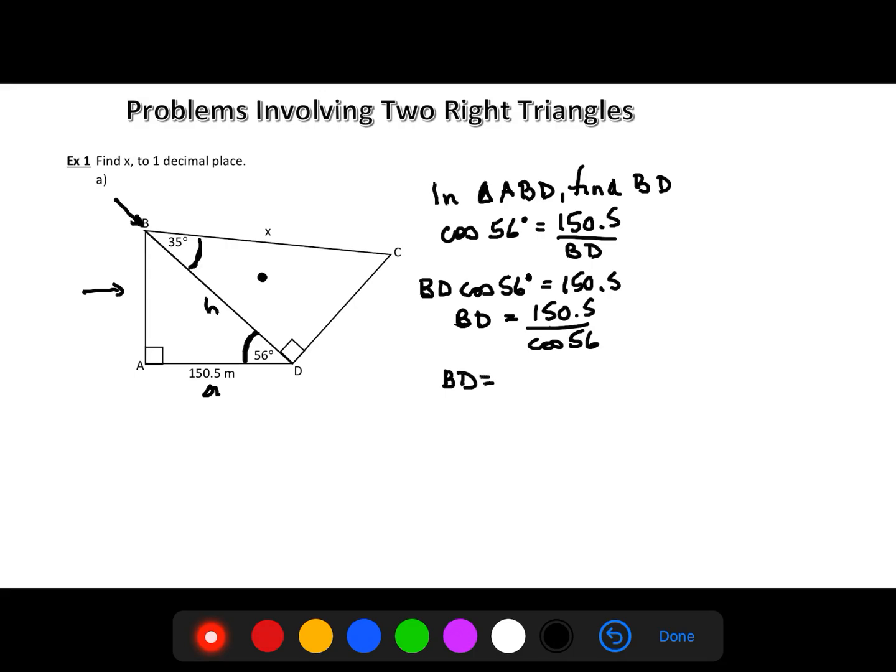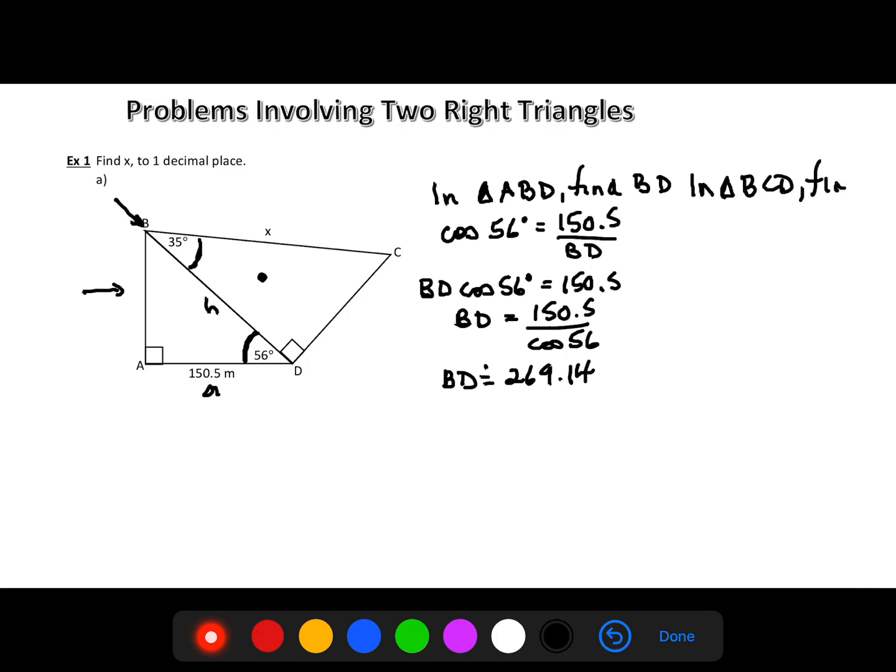So to figure out what side BD is, we put into our calculators 150.5 divided by cos 56 and equals. Now, because we're using this in the next example, we want to keep at least one or two extra decimal places. So we find out that side BD is equal to 269.14. So we now have side BD in our other triangle that will help give us a ratio to use there as well.